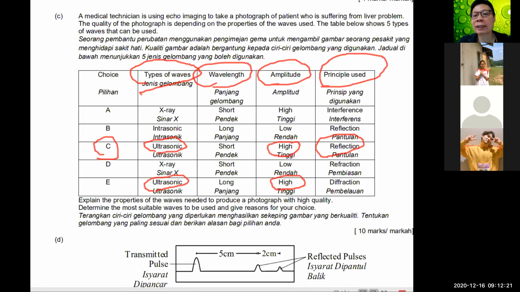Ultrasonic. I'll say C. Yes, correct. I think we choose C. Ultrasonic. But here it is short. The answer stated is long wavelength. Yeah, that's why. But C here is short. Then how? Ultrasonic, high, we agree. Reflection definitely is correct now.